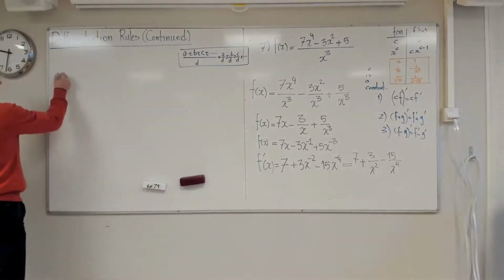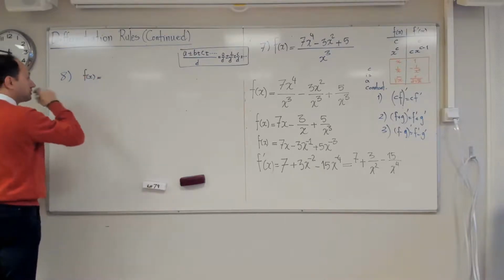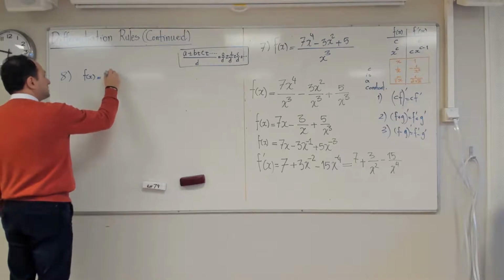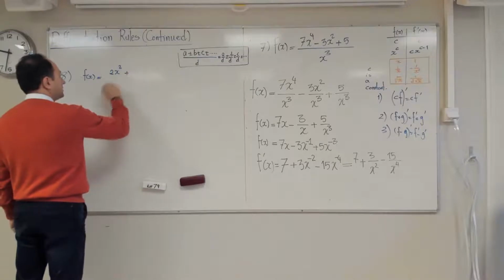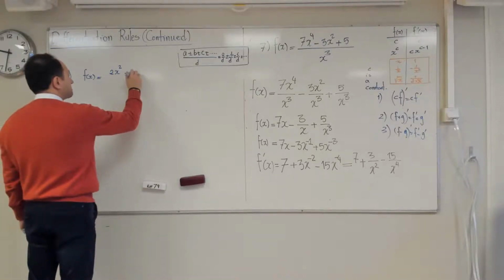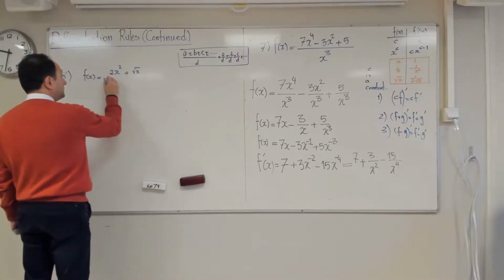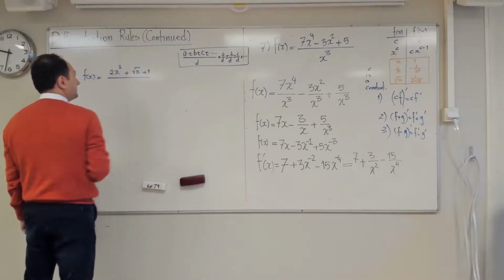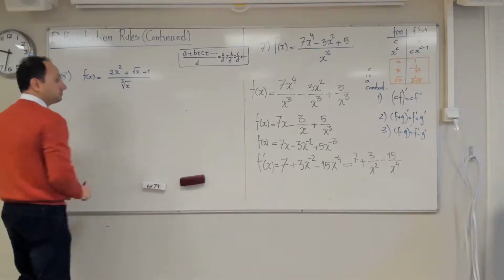So number 8, let me make it in this form. F of x is equal to, let me write 2x squared plus square root of x divided by, let me write 1 here, and then let me write the third root of x here.